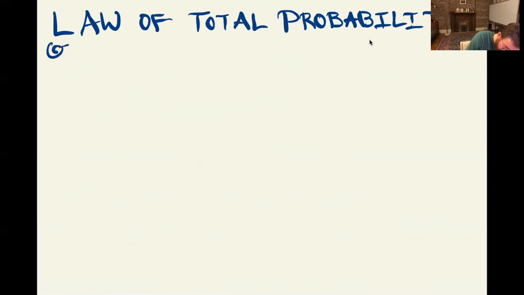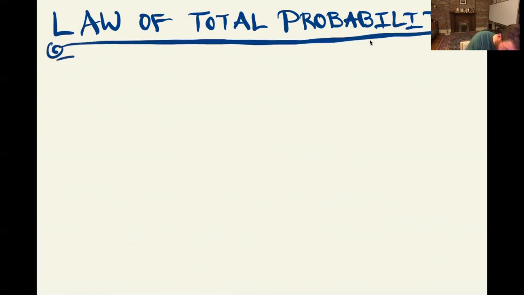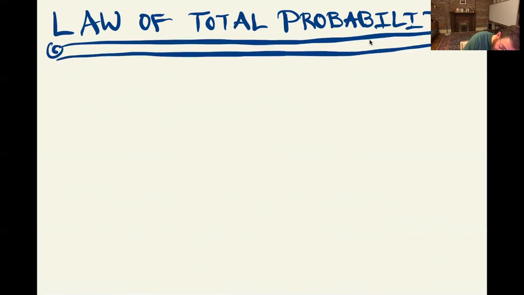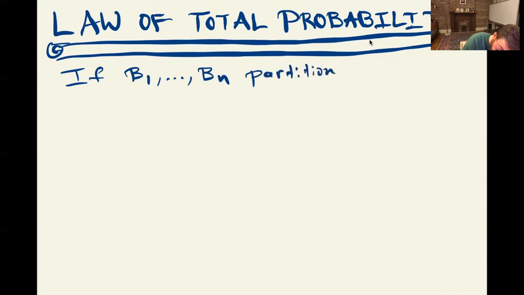And it's so important, I'm going to give it its whole scroll of possibilities. You see the little paper curling up here. All right. So the law of total probability says this. If B1 through Bn partitions my space of possibilities, omega.